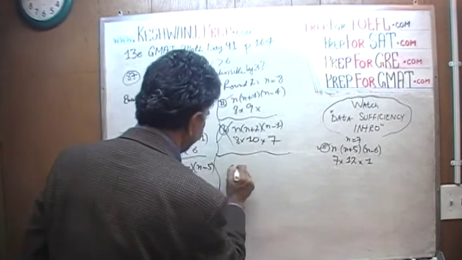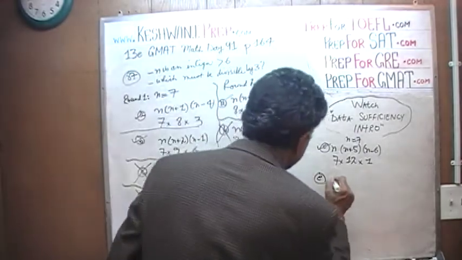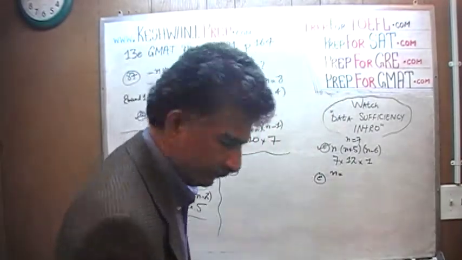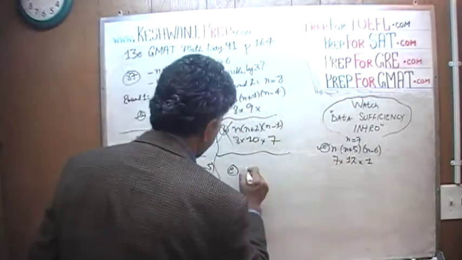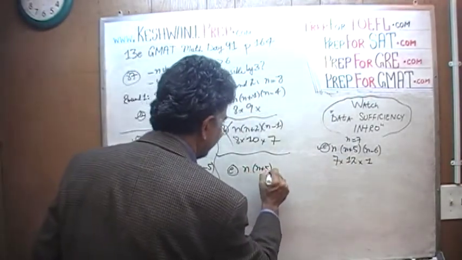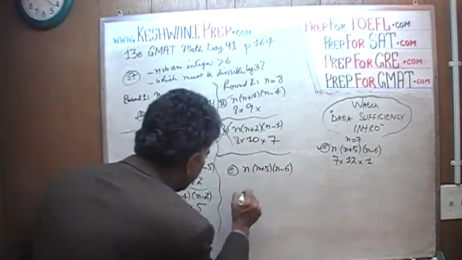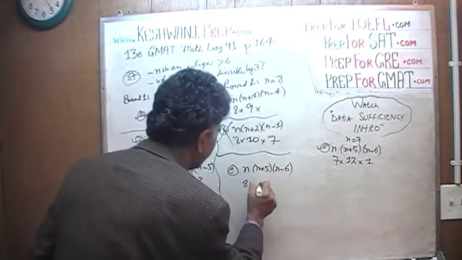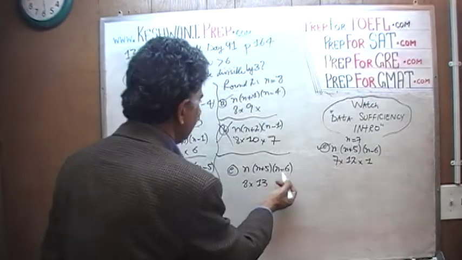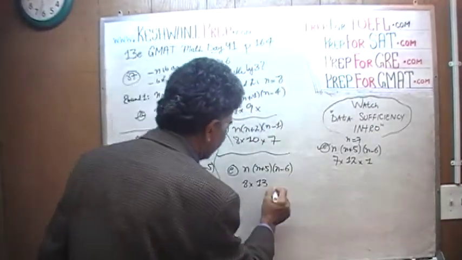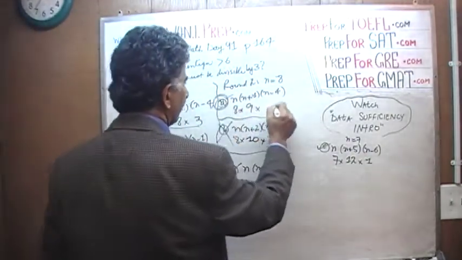Let's look at E, for n equal to 8. The expression is n times n plus 5 times n minus 6. Remember, n is equal to 8 in the second round, so 8 times n plus 5, which is 13. So far so good. 8 is not divisible by 3, neither is 13. And then n minus 6: 8 minus 6 is 2. What do you know? This is not divisible by 3. So there's your answer. The answer is A.